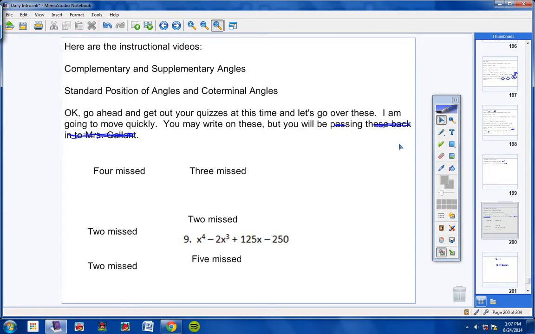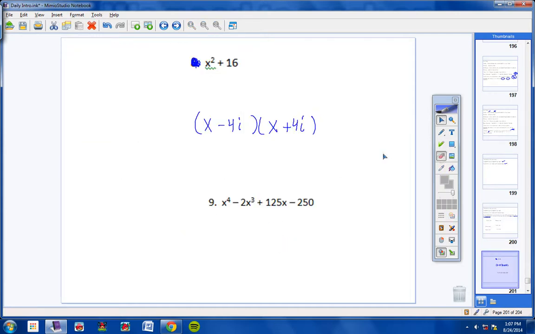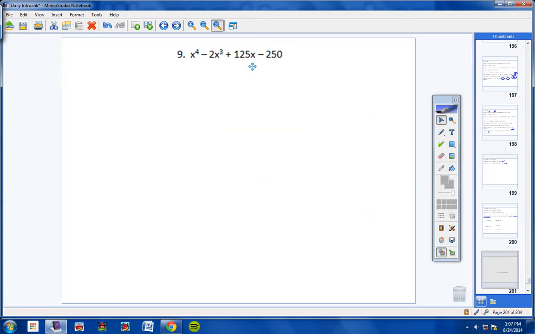Our last one. 5 of you missed this one, so please give me your undivided attention. I think a lot of you did it correctly. You just forgot to factor one last step in the end. And I gave this to you on purpose to see if you guys would remember to look at your final answer and see if it could be factored further. Okay, let me show you.